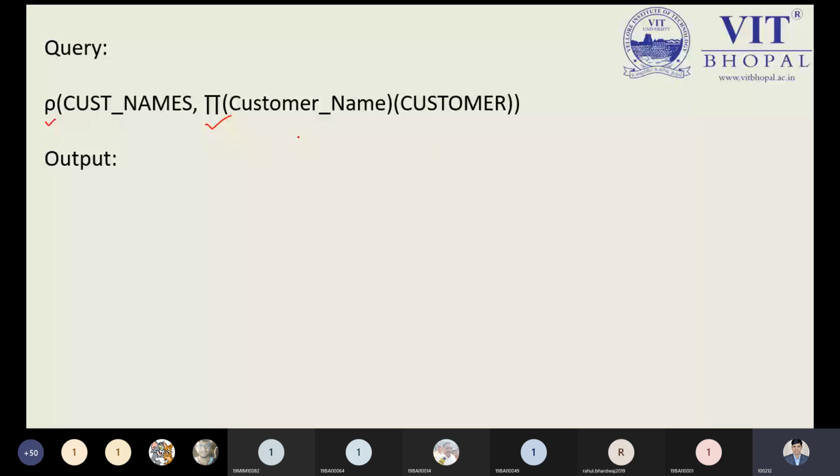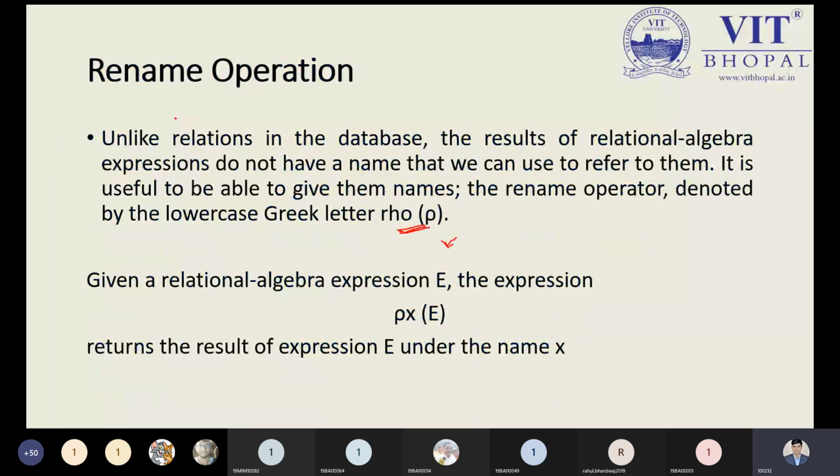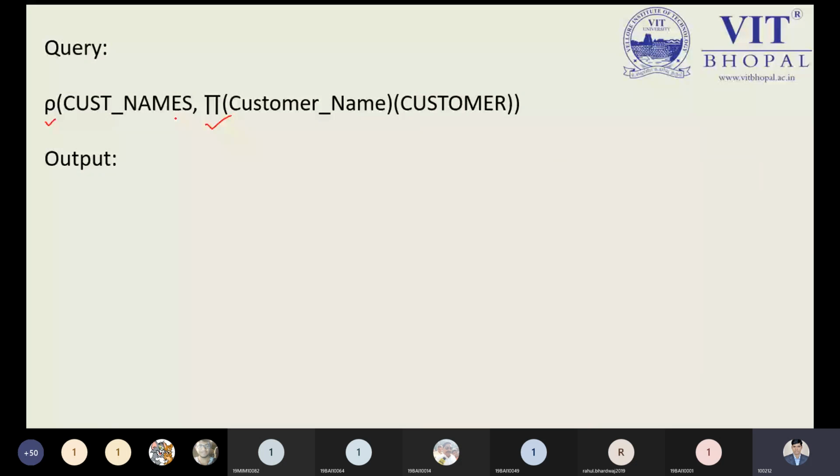So what would be the output of this query? And you know the project. First, you will do the project, and then you will do the rename. Let us be clear, the rename operation will rename the attribute name, but only for temporary purposes, not permanently. This is the point you need to keep in mind. Now tell me the answer. Sir, we will get the updated customer names column.